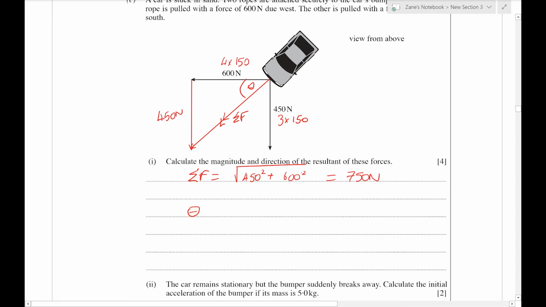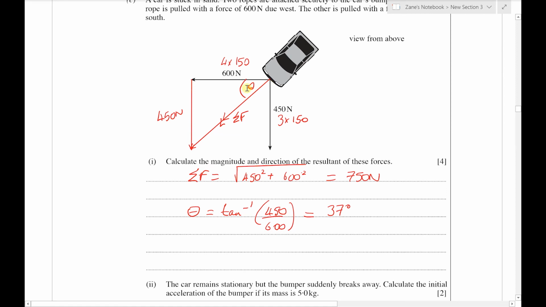Tan of theta would be the opposite, 450, over the adjacent, 600, so theta is tan minus 1 of 450 over 600. So let's put that into the calculator. And we end up with 36.9 degrees, or 37 degrees will be fine. Now note, because I put the angle theta on the diagram up here, then I don't actually need to go any further than just saying that the angle is 37 degrees.